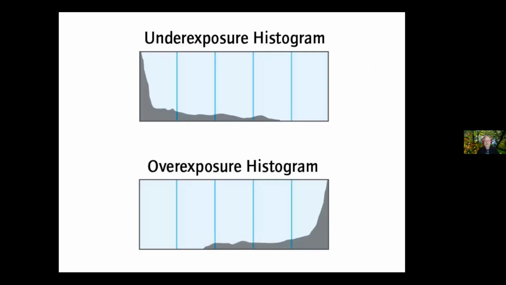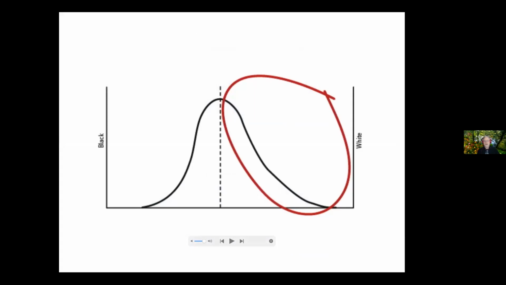Here's a somewhat typical underexposure histogram, overexposure histogram. Overexposure, it's pinned to the right. Underexposure, it's pinned to the left. And the point here is that all we care about in this kind of photography is the stuff that's to the right of the midpoint.